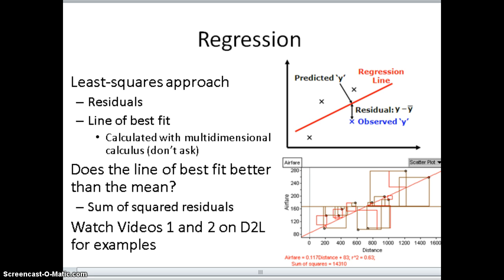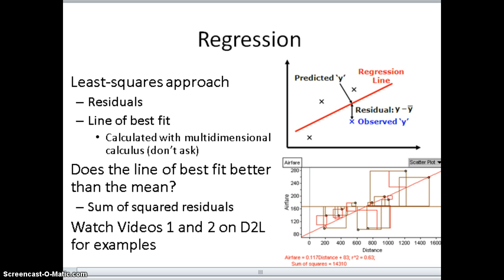Put another way, the line of best fit minimizes residuals. Residuals are the differences between the predicted y's and the observed y's. Now, we could test all the possible lines and find out which one fits best, but luckily, some advanced calculus is able to find the line for us pretty quickly.